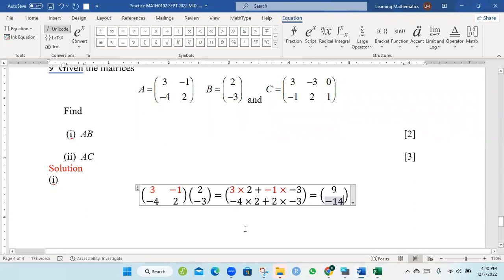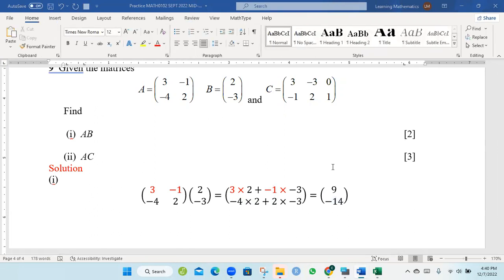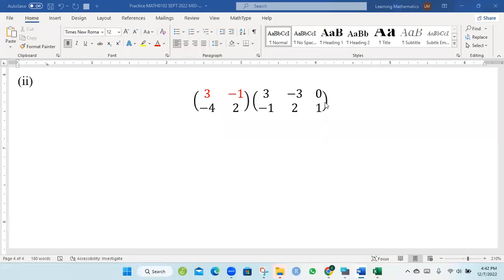Let's do AC now. That's part 2. For this one, the first matrix has 2 rows, so our answer is going to have 2 rows. The second matrix has 3 columns, our answer is going to have 3 columns, so our final answer is going to be a 2 by 3. 2 rows, 3 columns.